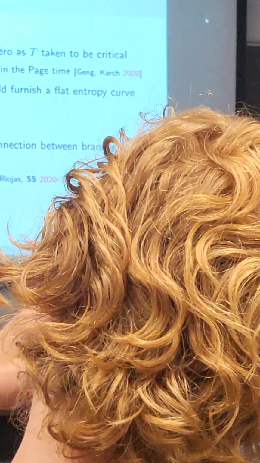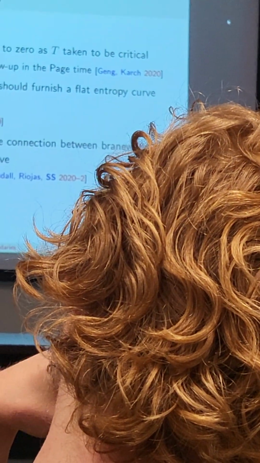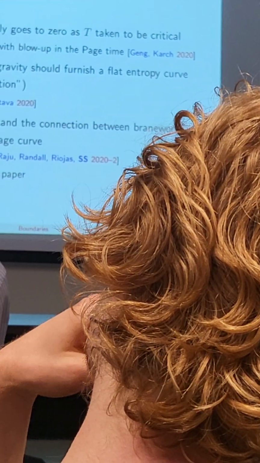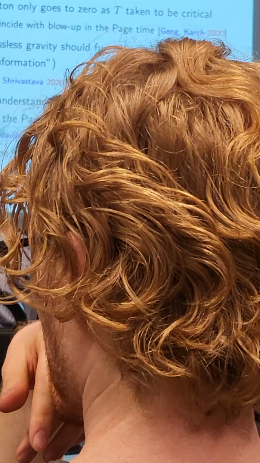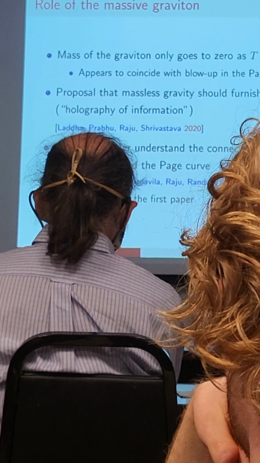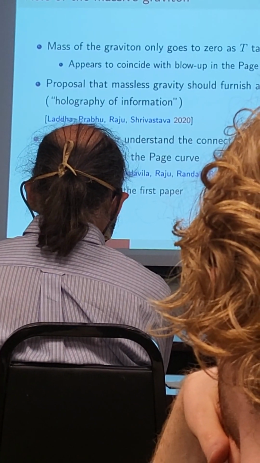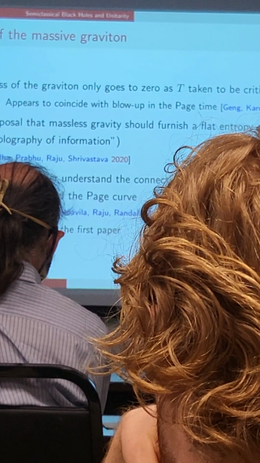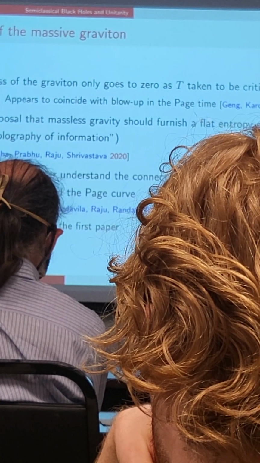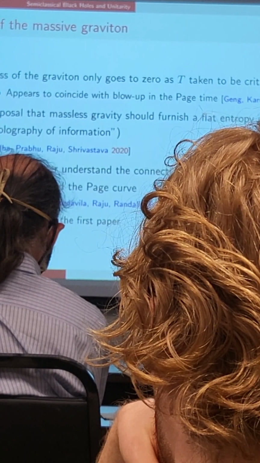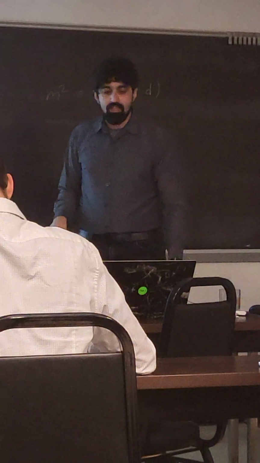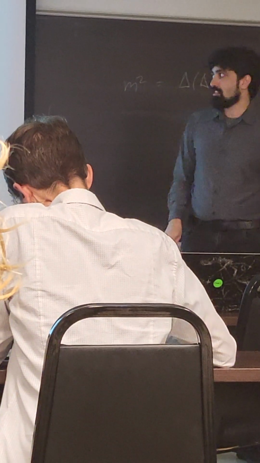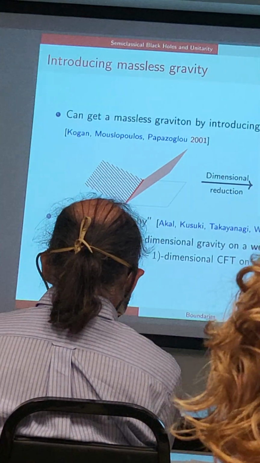We got this collaboration together, including several people at UT, with the goal of understanding the connection between the brane world, the graviton's mass, and this Page curve. I'm going to focus on our first paper, where we try and see if we can get some sort of flat entropy curve in this setup of brane worlds. So you can introduce a massless graviton in RS by just adding a second RS brane here, which is this dashed one.